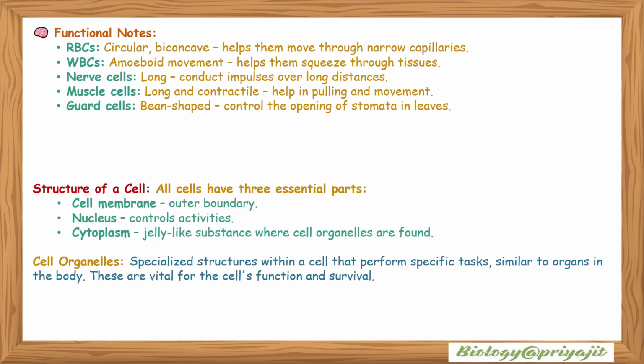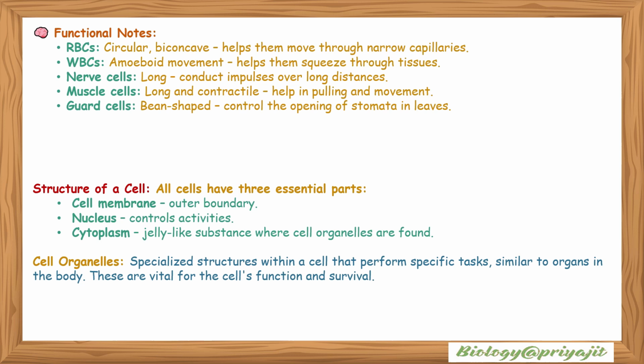Functional notes: RBCs are circular and biconcave. They help move through narrow capillaries. WBCs help in amoeboid movement. They help them squeeze through tissues. Nerve cells are long and conduct impulses over long distances. Muscle cells are long and contractile, helping in pulling movement. Guard cells are bean shaped and control the opening of stomata in leaves.